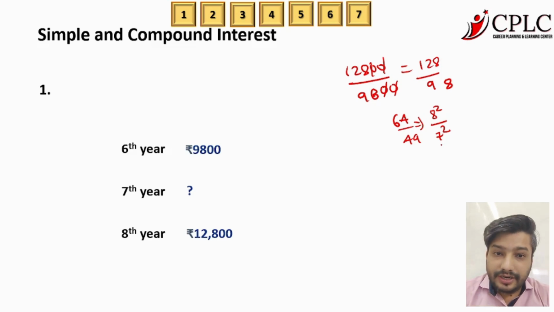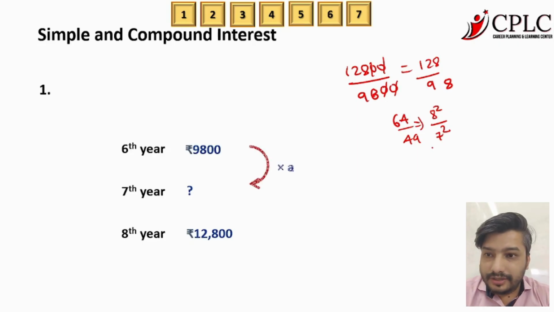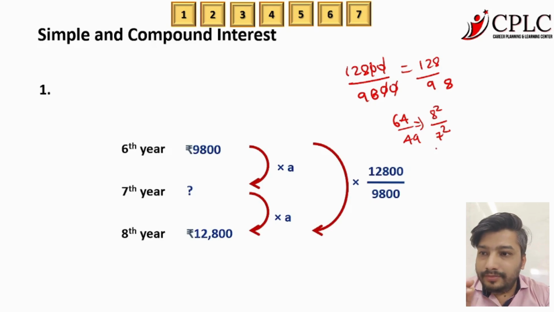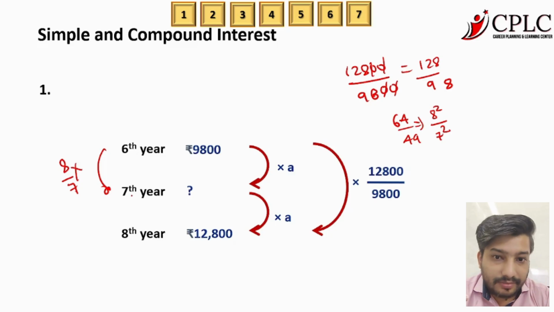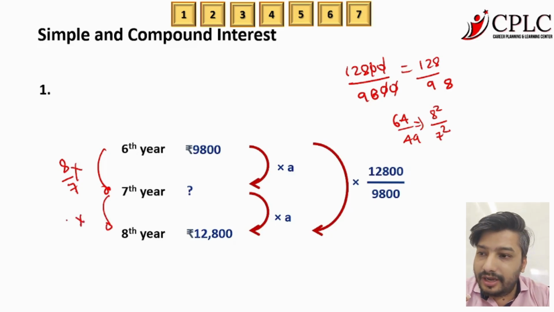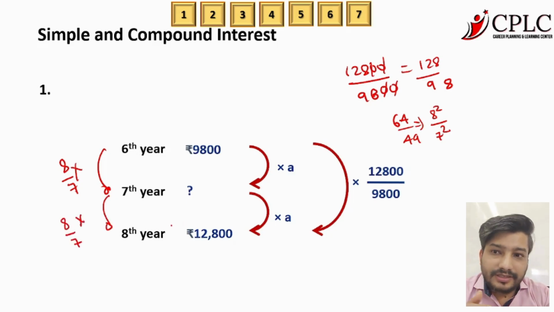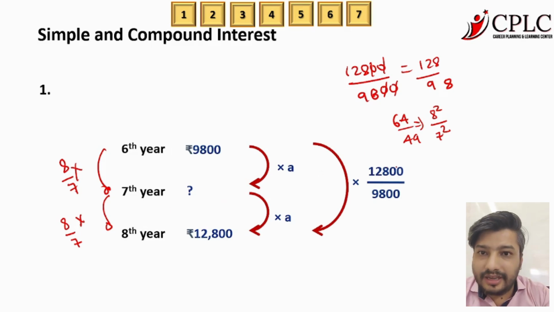Now understand that in a similar question they might skip 2 years. If they skip 2 years, the ratio will always be a perfect cube, because then you can split it into 3 equal numbers. That is the idea you need to remember going forward. If I go from the 6th year to the 7th year, I simply multiply by 8 by 7, and from the 7th to the 8th year again multiply by 8 by 7, and hence for 2 consecutive years the ratio is 128 by 98, or rather 64 by 49.